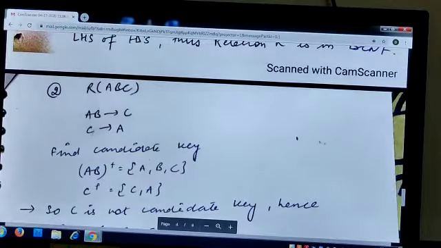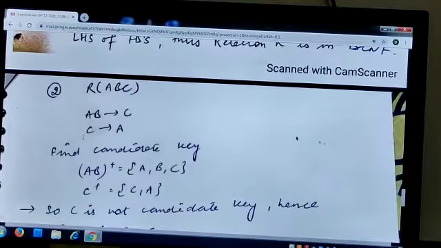But C is not a candidate key. Although A is dependent on C, if I know C, I cannot find out B. It means the attribute B cannot be determined using C, right? So only AB is my candidate key. Now according to the definition of BCNF, the left side should be a candidate key. The first functional dependency holds for the definition of BCNF, but the second functional dependency violates my definition of BCNF. So now let's check the next normal form, that is 3NF.